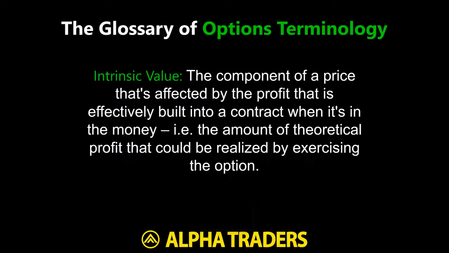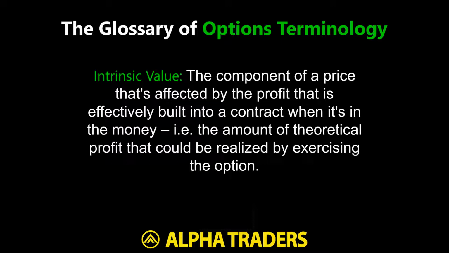So we just talked about intrinsic value. Now let's define intrinsic value. This is the component of a price that's affected by the profit that is effectively built into the contract. So when it's in the money, only when it's in the money, right? The amount of theoretical profit that could be realized by exercising the option. So again, this goes back to the reason why options are attractive and the reason why people trade options to begin with. You can have an option go up and increase in value at an exponential rate compared to what the actual stock itself is doing.